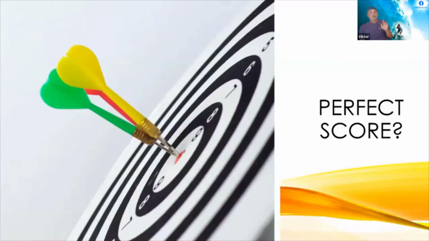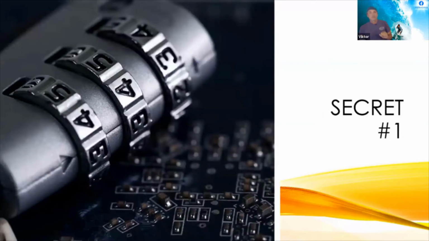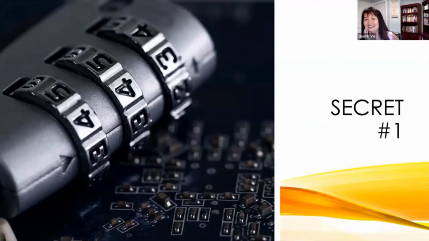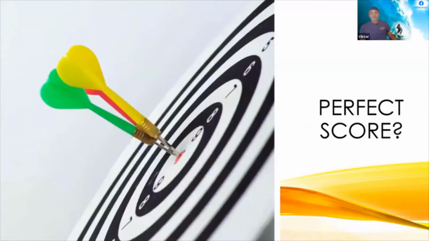It's a hint. So let's talk about the perfect score, okay? There used to be a perfect 10, but right now it's in 3 dimensions. We're going to talk about those 3 dimensions of relevance and how you can achieve this perfect score. Secret number one, I already said it before, but what is the secret? Quinn, what do you think? Actually, no idea.